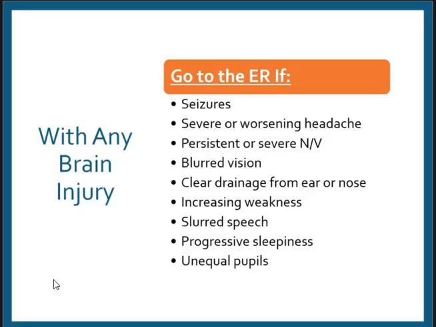With any brain injury, you must tell the patient to go to the ER if they start having a worsening headache, seizures, persistent or severe nausea, vomiting, blurred vision, clear drainage from the ear or the nose, increased weakness, slurred speech, progressive sleepiness, unequal pupils.